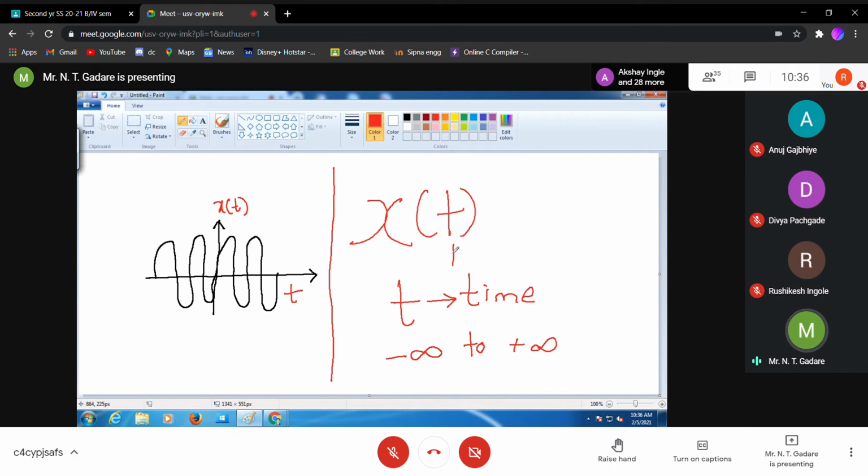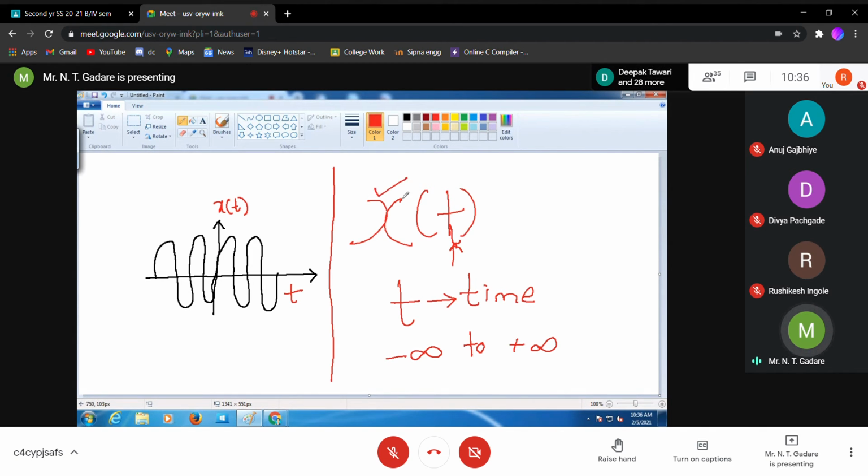Means the parameter within this bracket, if I specify some function like x of t, what is the meaning of this t? t is nothing but a function of time having the range from minus infinity to plus infinity. Okay. Now minus infinity to plus infinity.